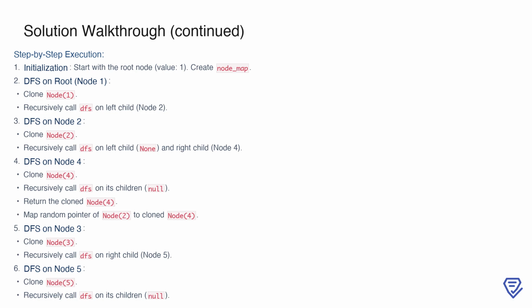Similarly, for node 3, we clone it and process its right child, node 5. After cloning node 5 and completing its traversal, we map the random pointer of the cloned node 3 to the cloned node 5. This process ensures that all random pointers from the original tree are correctly replicated in the cloned tree. With the cloned children and random pointers in place, we return to node 1 to finalize its structure.